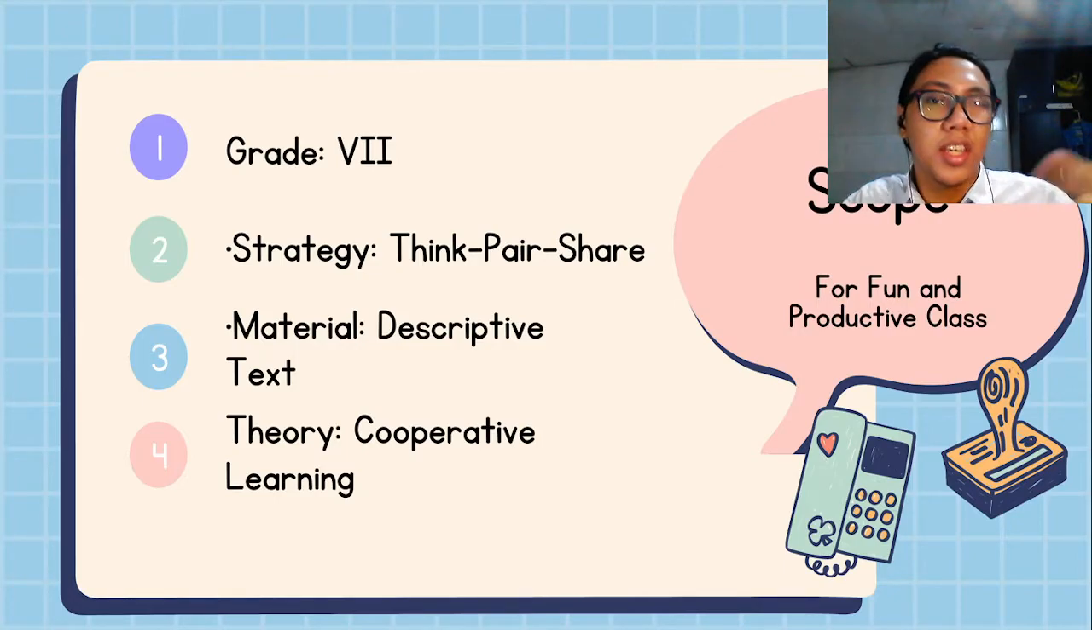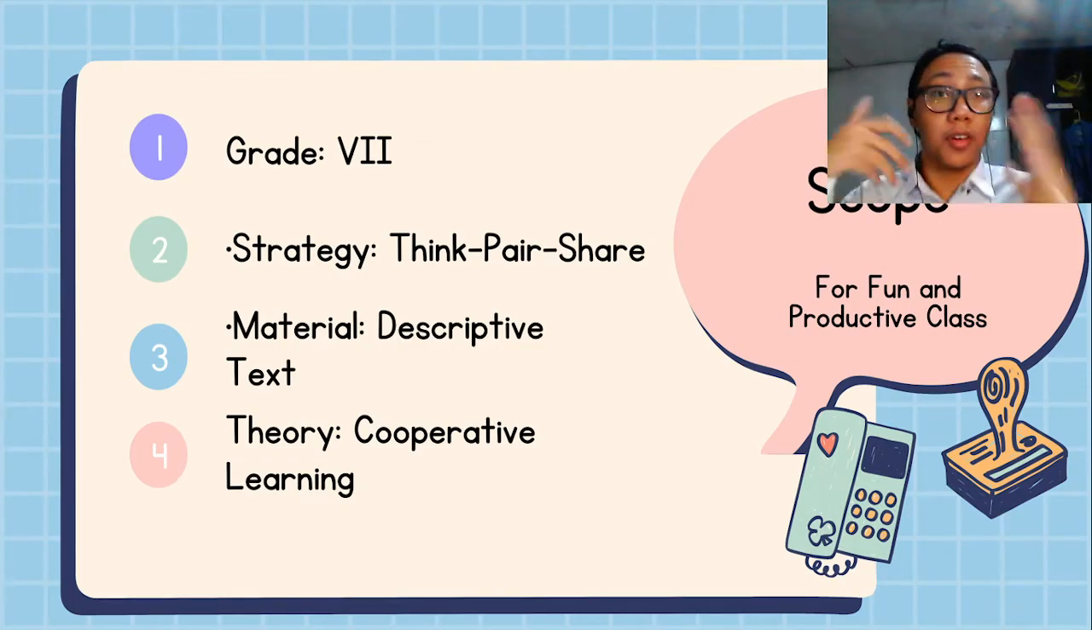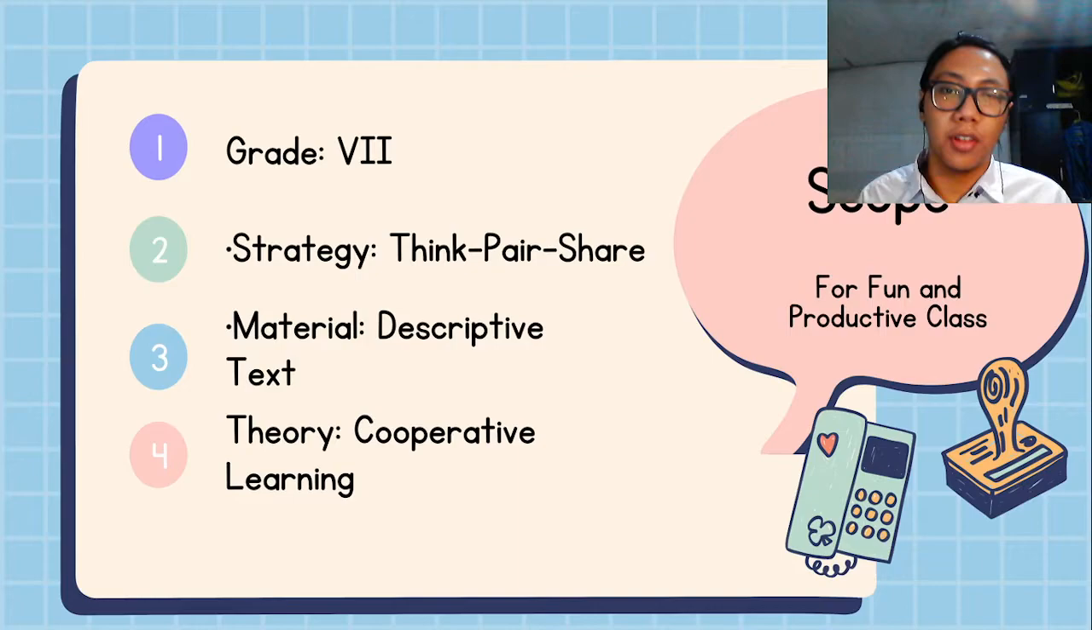For the strategy, it is think, pair, and share. It is the name of the strategy in line with this method. First, the student has to think, and then we pair the students. After that, they can share their thoughts. And the material that we are going to use in this procedure is descriptive text, because it is versatile and flexible in its uses.